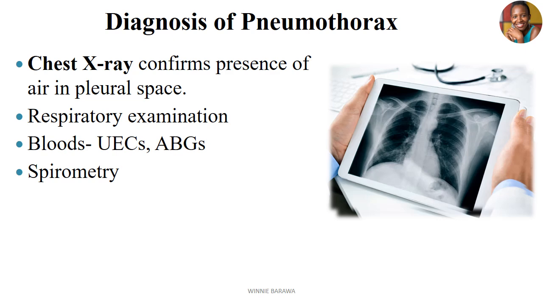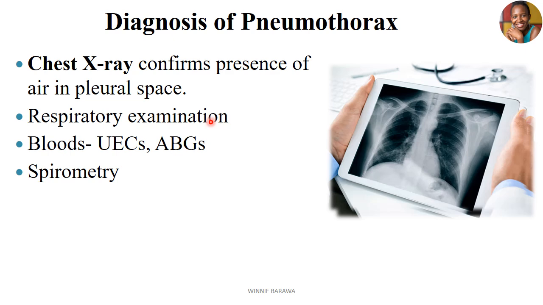And this brings us to how do we diagnose pneumothorax? There are different approaches in diagnosis of pneumothorax, and one of the ways is chest x-ray. The chest x-ray will help us confirm the presence of air in the pleural space, but also the respiratory examination, that is doing the general physical examination, like observing the chest to see the proper rise and fall in terms of symmetry. You can also check the lung sounds in terms of auscultation, where you will find there is unilateral absence of lung sounds.